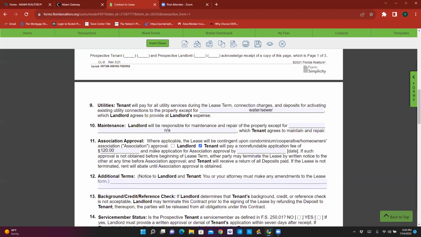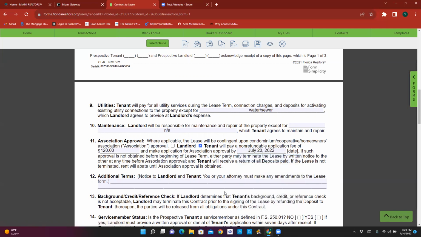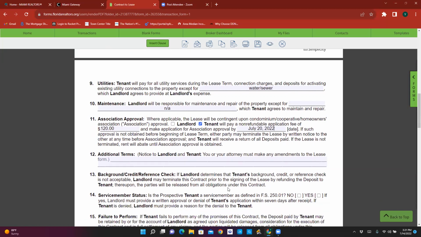And then as far as when they should make the application, they should make the application no more than 2 days after they've received the lease. So let's say they receive the lease on the 18th. I would say by the 20th, they should be turning in that association application. Association applications can take a week to a month in some cases, so the sooner the better.